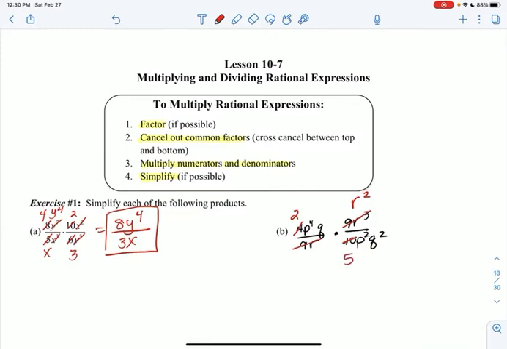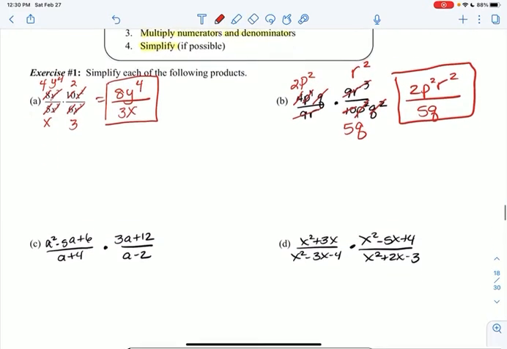The 2 p's on the bottom will cancel with 2 of the p's on top, but I'm still left with p squared. And the 1 q on top will cancel with 1 of the q's on the bottom, but again, I'm still left with q. So everything that's left on top is 2p squared r squared, and everything that's left on the bottom is just 5q. And again, just double check, nothing else that's left that I can simplify, and there's not.